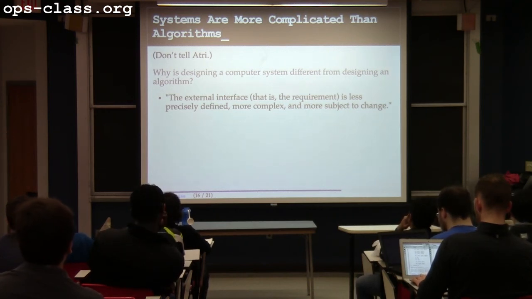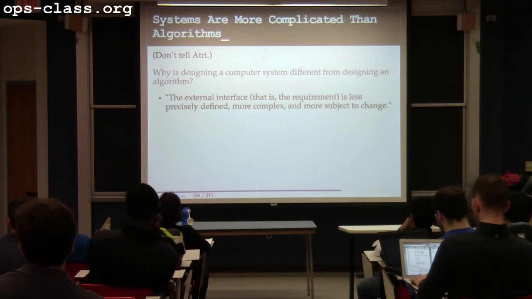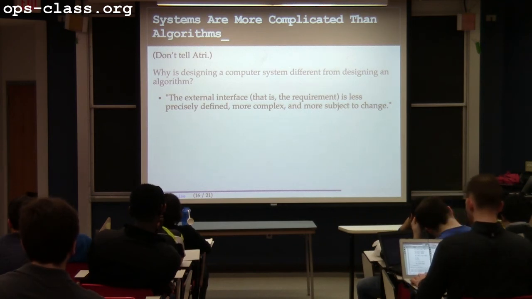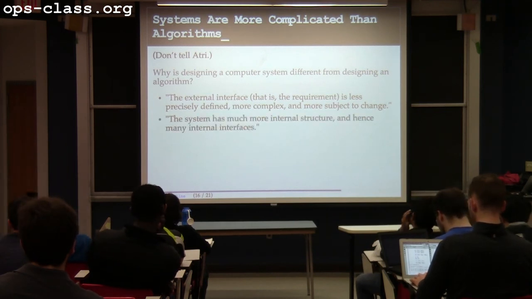So for example, the external interface is less precisely defined. This is particularly when you're building systems for actual people to use. An algorithm frequently has a very, very specific thing it's supposed to do. You know, sort an array of numbers. You know, take two sets and figure out what members are common to both of them, things like this. Systems, the external interface, particularly if it's a human interface, is subject to change and less precisely defined. So this is one of the challenges.